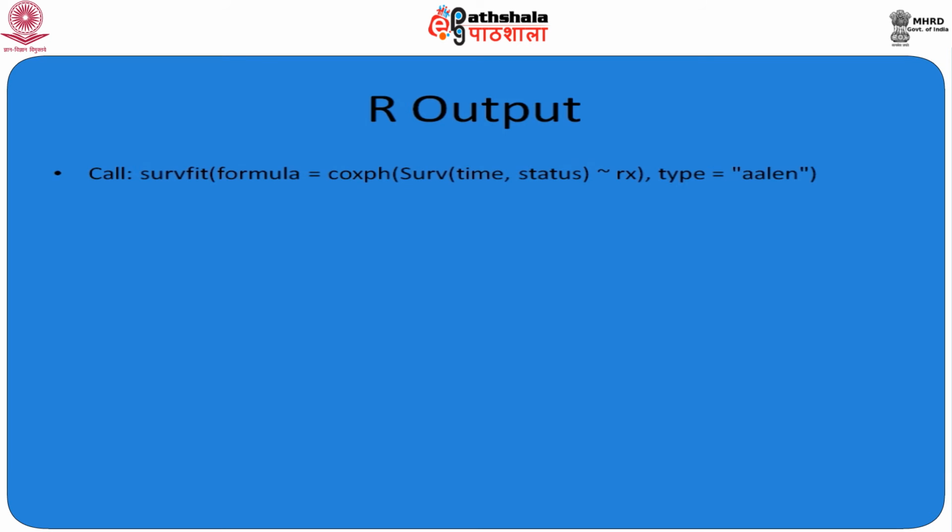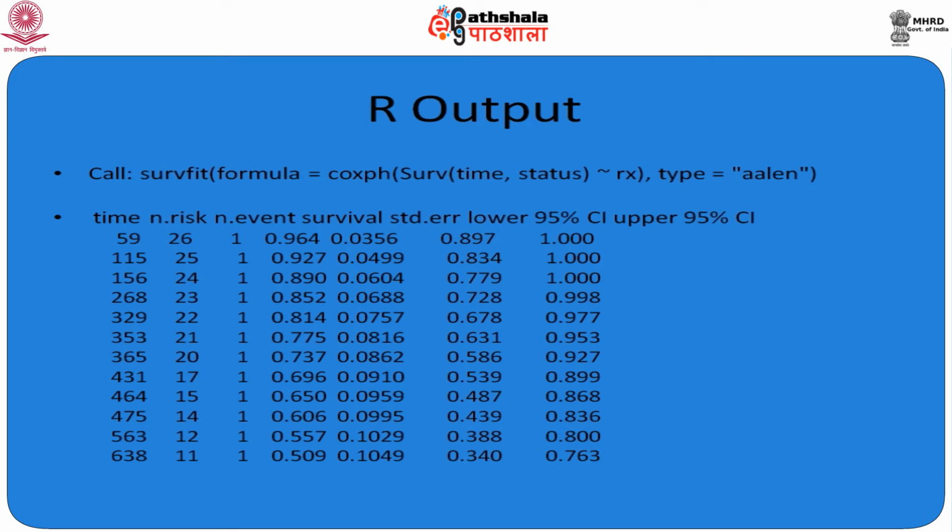Yeah, this is our output giving the result. Here the first column shows the time measured in days of each follow-up of patients, like 59, 115, 156, 268, 329, 353, 365, 431, 464, 475, 563 and 638 days, and corresponding to those follow-up periods, the number of patients at risk is given by the second column, that is n.risk.